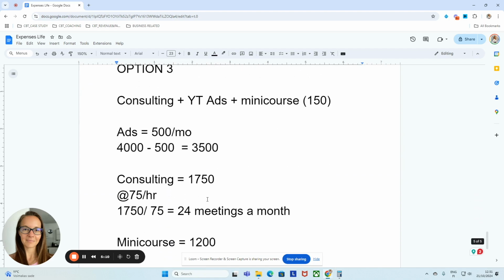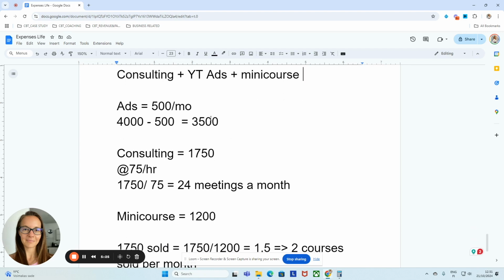So then option 3 was consulting plus YouTube plus mini course. And this is kind of thinking more future. So for me, the ads, again, was 500 a month. So 4,000 minus 500 is 3,500 left over. I was thinking I could divide this in half. Half of this could go to consulting and half of it could go to courses. So consulting, $1,750 a month at $75 an hour, which was something I was more comfortable with. So $1,750 divided by $75 an hour is 24 meetings a month.